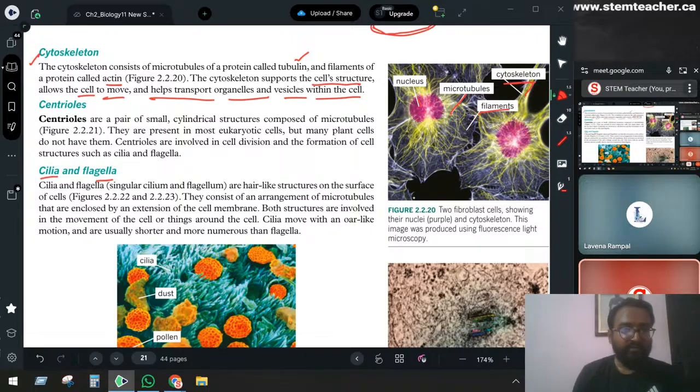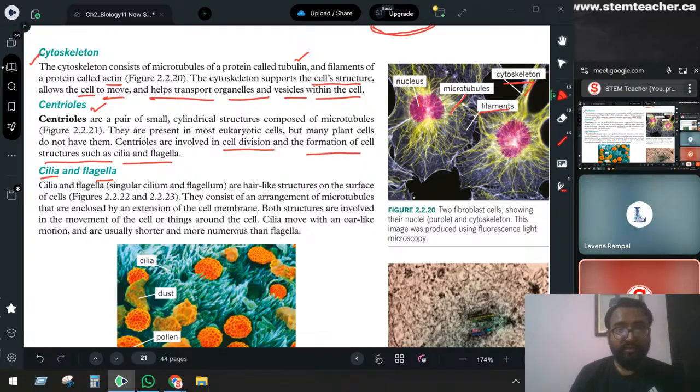And centrioles are a pair of small, cylindrical structures composed of microtubules. They are present in most eukaryotic cells, but many plant cells do not have them. Centrioles are involved in cell division and formation of cell structures, such as cilia and flagella.